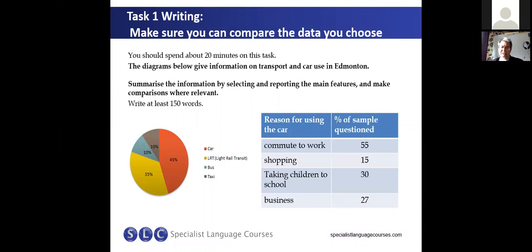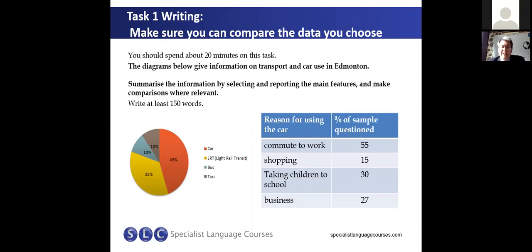Let's have a look at this example here. Spend about 20 minutes on this task. Always a little reminder for you. The diagrams below give information on transport and car use in Edmonton. Okay, so we've got a table of figures and we've got a pie chart.